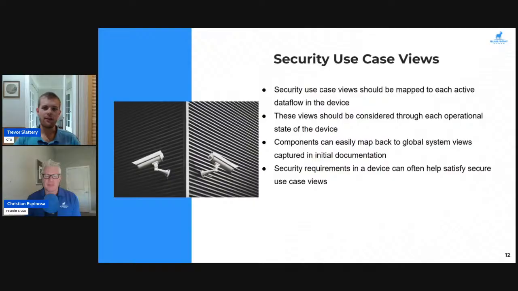For each of these views, for each of these data flows, we want to map them back to the operational states. So for every operational state that we can reasonably foresee in the device, how are these data flows working and how is security addressed? This gives us very easy traceability back to our global system views where we can say there's a risk mapped to this specific component. We can tie it back into that global system view and the FDA can see the narrative that we're painting on how security has been addressed throughout that global system view through all of these more detailed views that we're going down from.